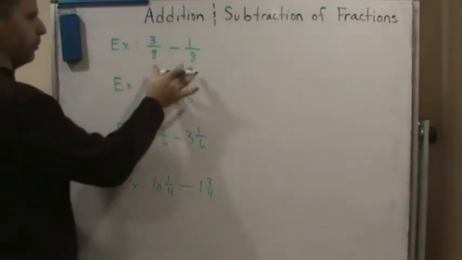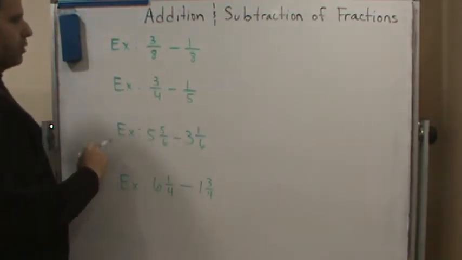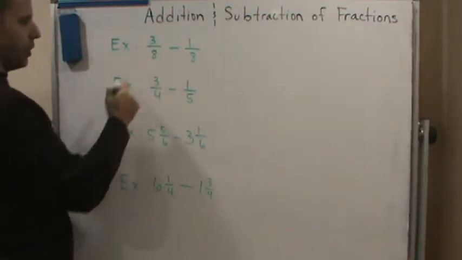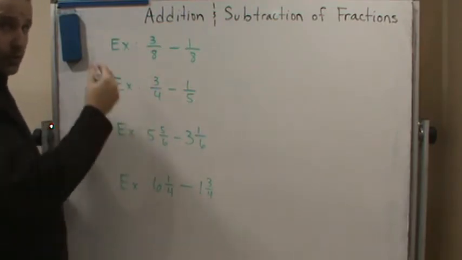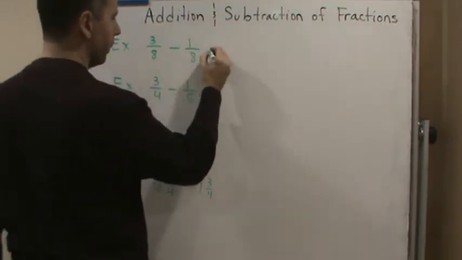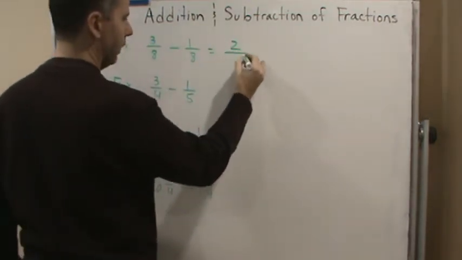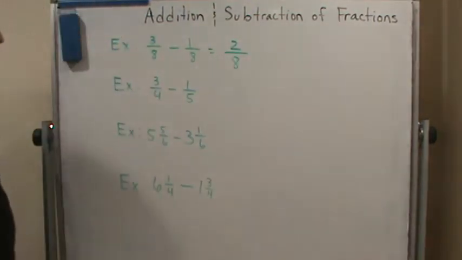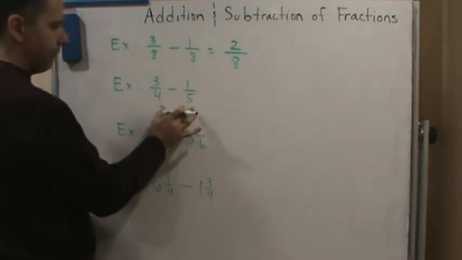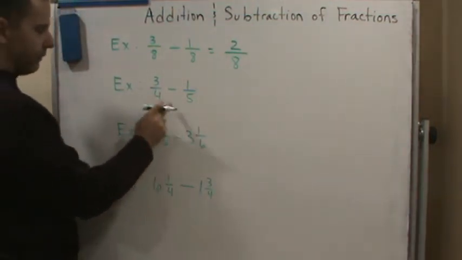So in the first example, we've got common denominators. So we've got like fractions and we're subtracting. So the rule is you subtract across the top. So you're just going to take 3 minus 1, which is 2, over 8. Okay? That's it. Now, in the second example, we have unlike fractions, so we do not have common denominators.